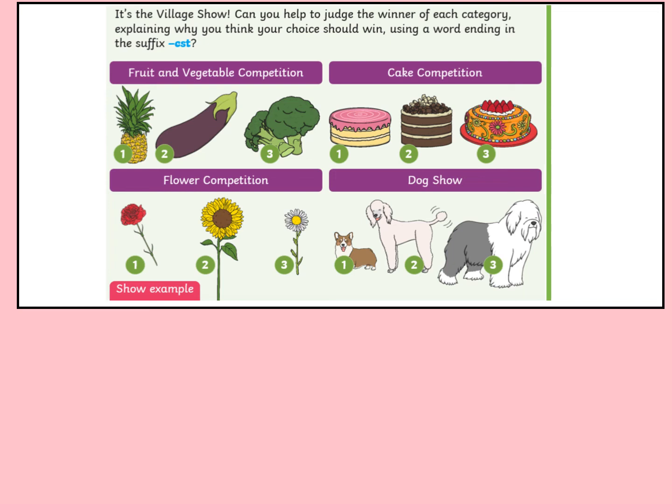So, for example, it's the village show. Can you help to judge the winner of each category, explaining why you think your choice should win, using a word ending in the suffix est? You've got 4 competitions there: the fruit and vegetable competition, the cake competition, the flower competition, and the dog show. You'll notice there are 3 contestants in each competition.